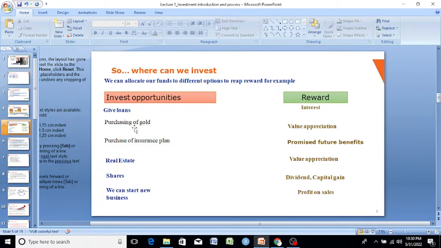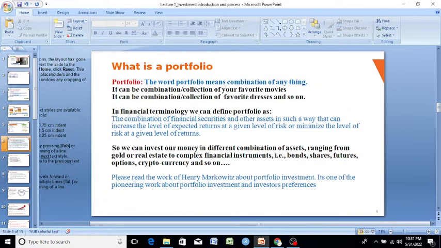For example, purchasing gold provides a reward in the shape of value appreciation. Insurance plans provide future benefits with premium. In real estate, when we invest, we expect value appreciation in the property. From shares, we normally earn dividends and capital gains. And if we start a new business, of course it will grow and it can return profits in the future. So there are basically many options where we can invest our money.